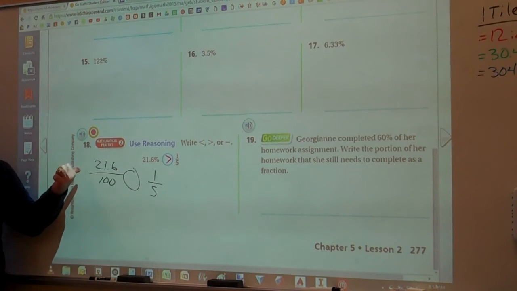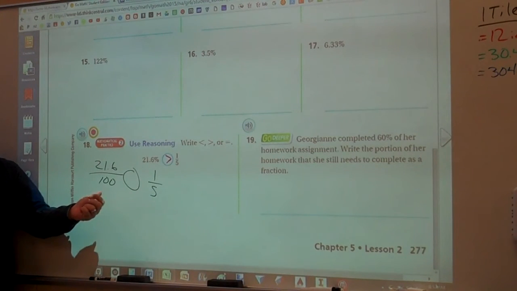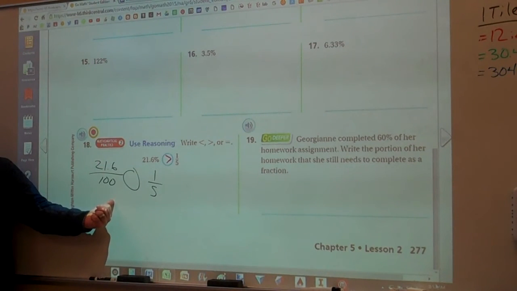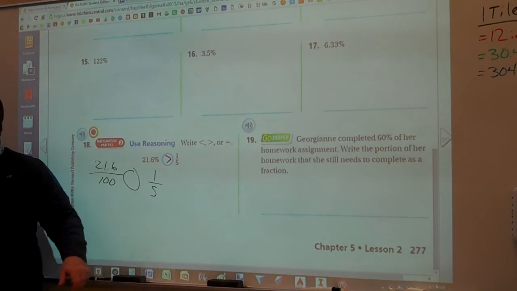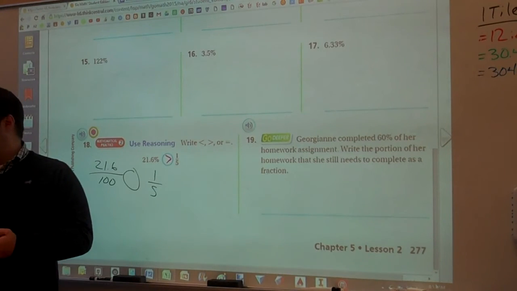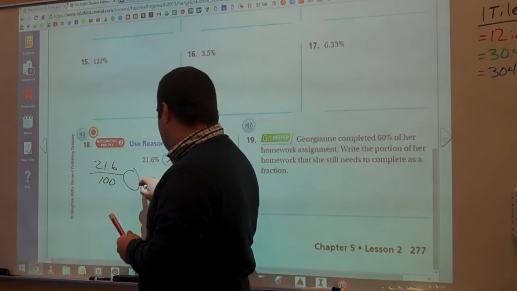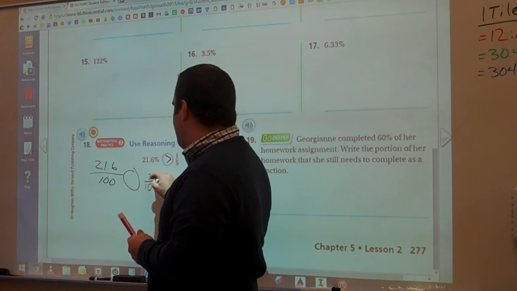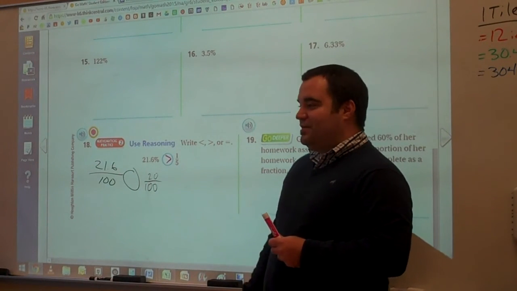Alright, so Cameron, you did 21.6 over 100 compared to 1/5. Did you turn this into 216 over 1,000 and then reduce it? I just did that. Well, in order to figure it out, you've got to have common denominators. What might you have done differently? I did making the 1/5 into 20 over 100. Okay, so Allison, instead of 1/5, she said 20 over 100. Oh, hey, you could do that. That's pretty easy to compare.